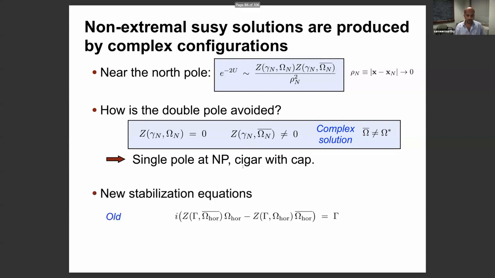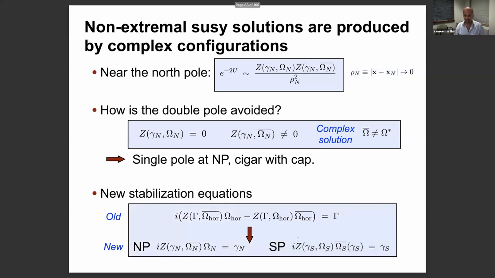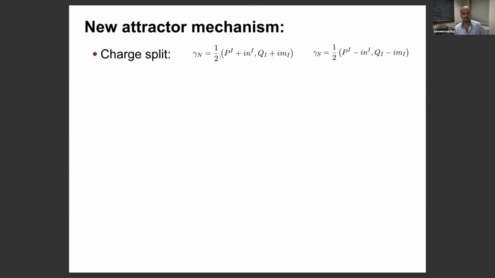Now you ask, what happens to the stabilization equations? This is the general form of the stabilization equations that I wrote down. But now notice that z at the North Pole is zero. So at the North Pole, you only have this term left. So you get half of the stabilization equation, because gamma at the North Pole becomes gamma_N, and at the South Pole you get the other half of the stabilization equation. Okay, but now everything is complexified.